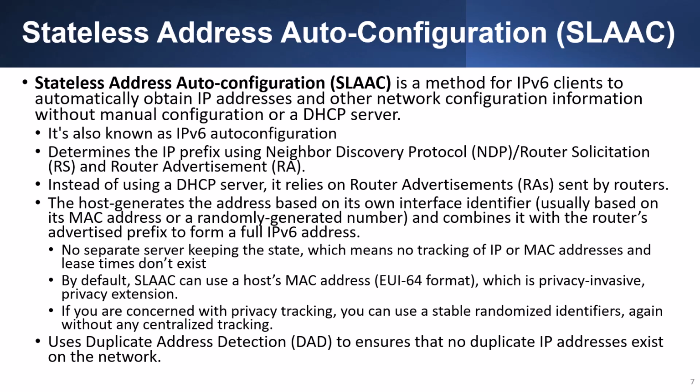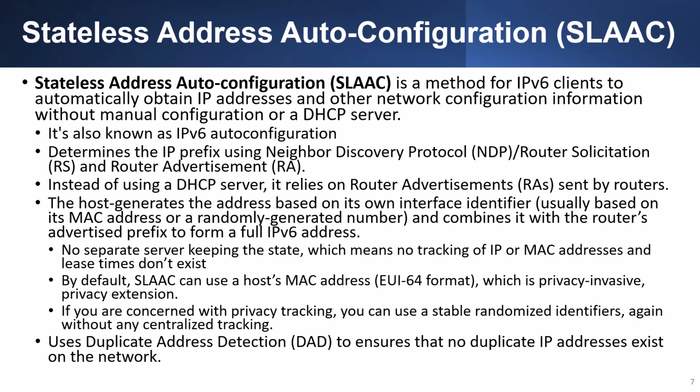Stateless Address Auto-Configuration, or SLAAC, is a method for IP version 6 clients to automatically obtain IP addresses and other network configuration information without manual configuration or a DHCP server. It's also known as IP version 6 auto-configuration. It determines the IP prefix using neighbor discovery protocol, router solicitation, and router advertisement. Instead of using a DHCP server, it relies on router advertisements sent by routers.